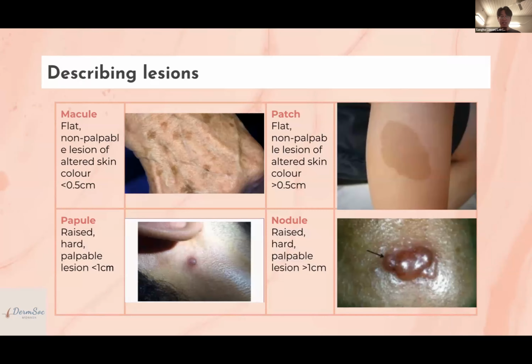So just quickly revisiting these common terminologies for lesion descriptions. Macules and patches are both flat, non-palpable lesions, often of altered skin color. If they're less than 0.5 centimeters, they're called macules, bigger, patches. Papules and nodules are raised, hard, palpable, dome-shaped lesions. If they're less than a centimeter, they're called a papule, greater, a nodule.